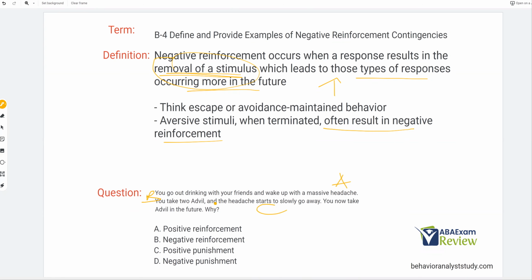A lot of people want to say taking the Advil is the antecedent. It's not the antecedent. The antecedent is the headache. The response or the behavior is you take 2 Advil. The consequence, the headache goes away. So the headache is decreased, minused, right? And now in the future, you take more Advil. So your behavior increases. Negative reinforcement, right? See that? Negative reinforcement. The other really famous example is the mosquito bite, right? You itch the mosquito bite, so on and so forth.